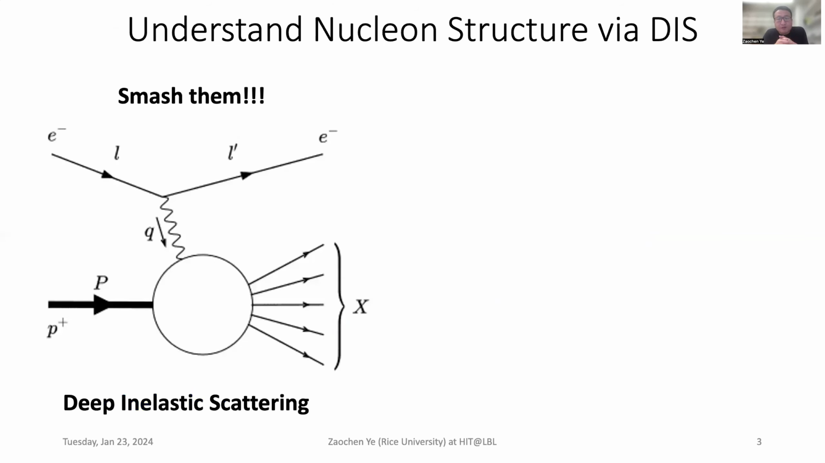The idea is very simple and actually also very brutal. We just smash them with high energy probes. For example, we can accelerate electrons to high energy and let them penetrate deeply into the proton. These electrons can be scattered off one of the proton's constituents. By analyzing the outcomes of these deep inelastic scatterings, we can learn the proton structure in detail.